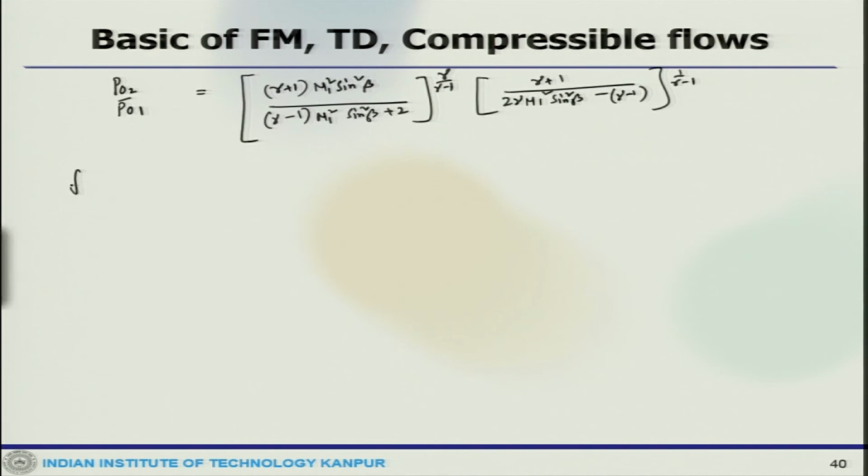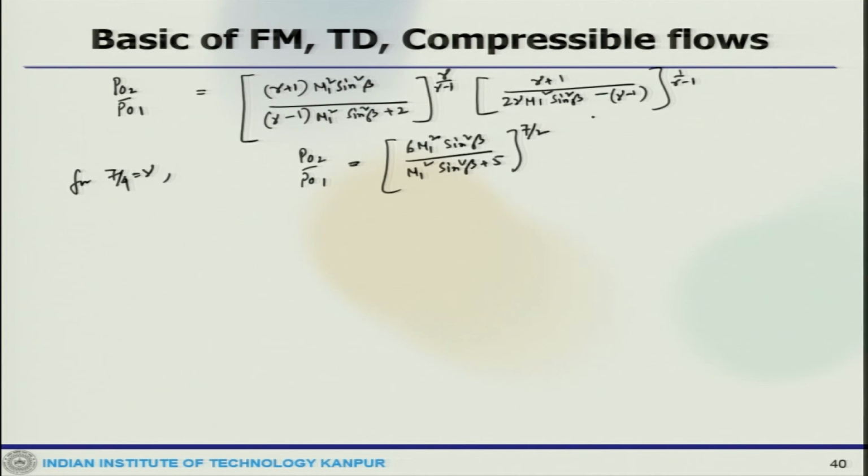So, same thing for 7 by 4 gamma, you get P naught 2 by P naught 1, which would be 6 M1 square sin square beta by M1 square sin square beta minus 1 to the power 7 by 2, and 5 by 2. So, these are the different relationships between temperature ratio, pressure ratio, density ratio and stagnation condition.